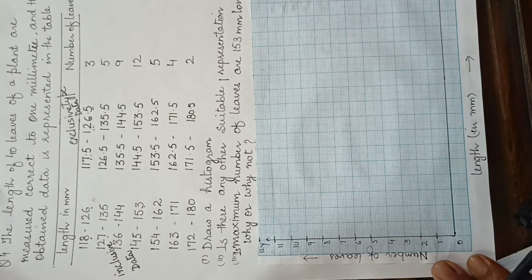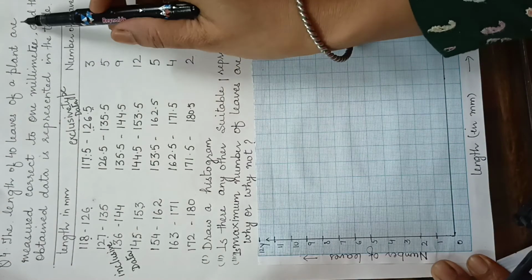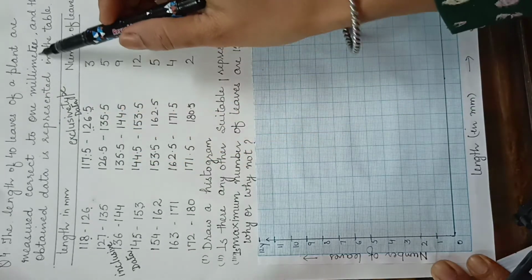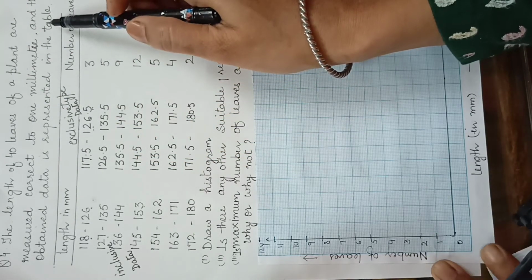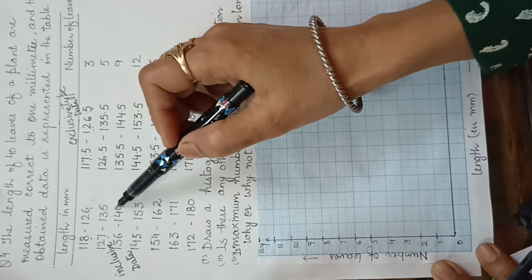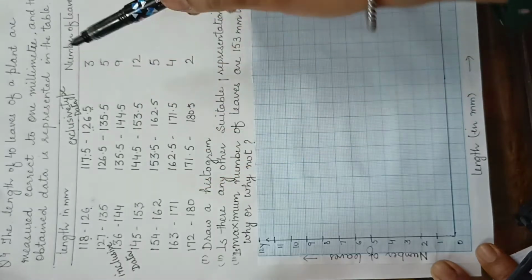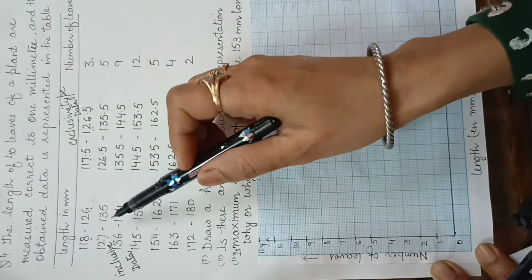Children, now question number 4. The length of 40 leaves of a plant are measured correct to 1 millimeter and the obtained data is represented in the table. So this is length in millimeter, 118 to 126, number of leaves are 3.